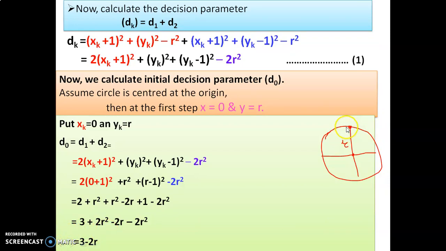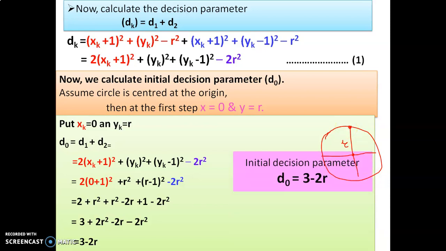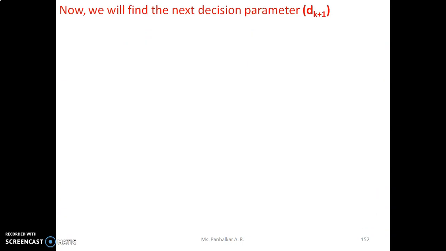So whenever we are drawing with any algorithm, an initial decision parameter is a must. So the initial decision parameter d0 equals 3 minus 2r. I hope this is clear, how we are calculating the initial decision parameter. Now let us calculate the next decision parameter, dk plus 1, because we know xk, yk, but we have to find the next coordinates, xk plus 1 or yk plus 1 or yk minus 1. For that purpose we require dk plus 1.